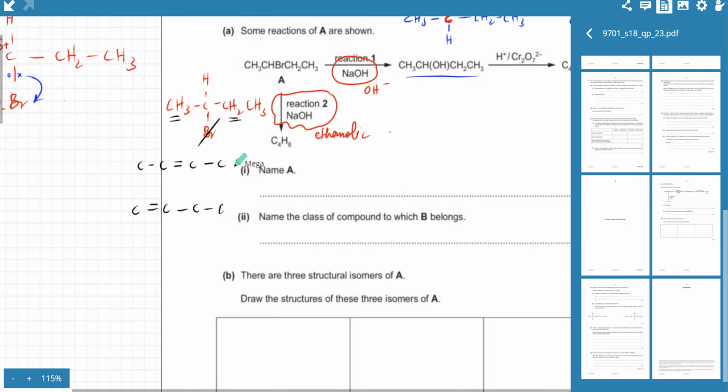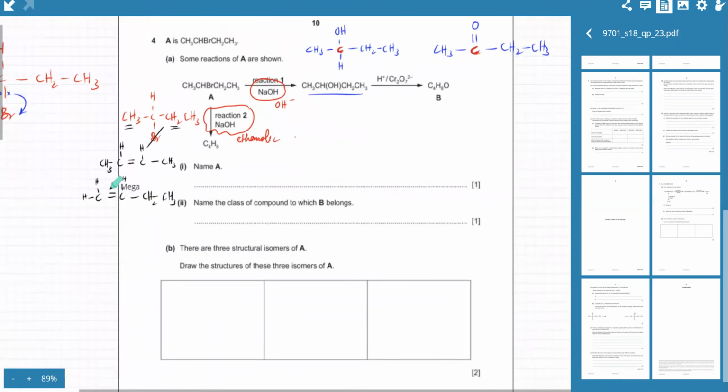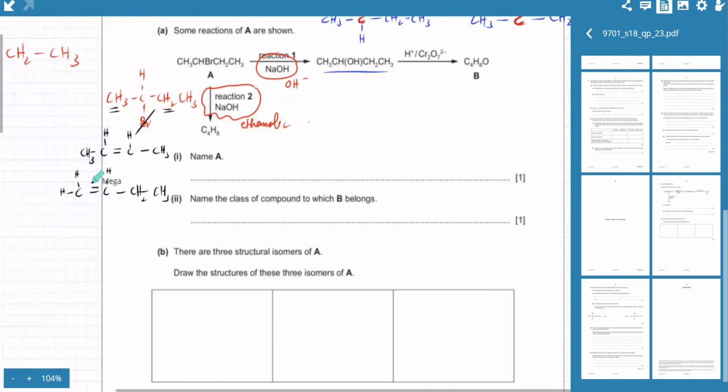This one over here would have two different molecules, cis and trans, because the double bond would appear right in the middle. So there would be a cis version and a trans version, whereas the other one is not going to have cis and trans versions because the double bond carbon is bonded to two hydrogens. So this last reaction where C4H8 is being formed is an elimination reaction.